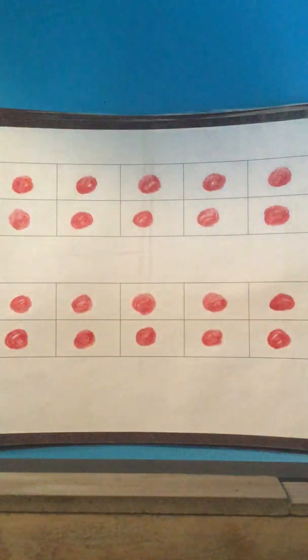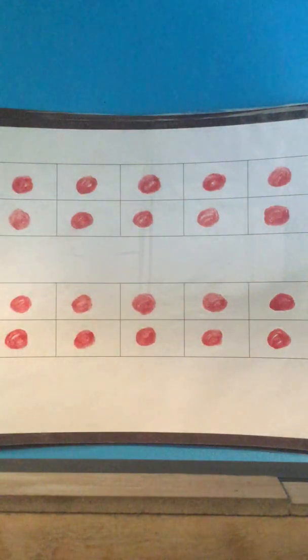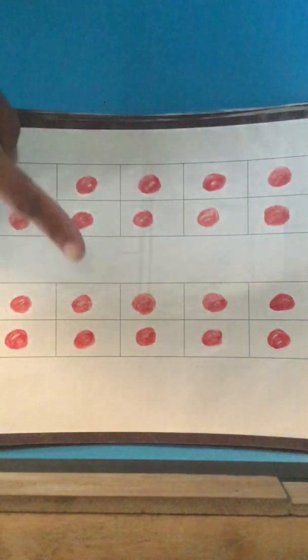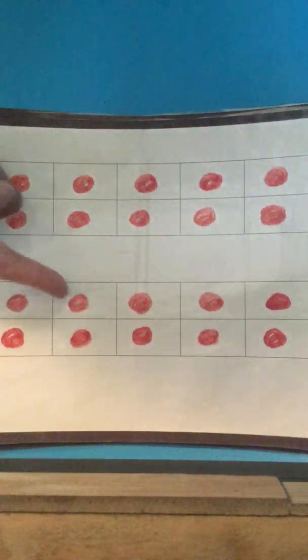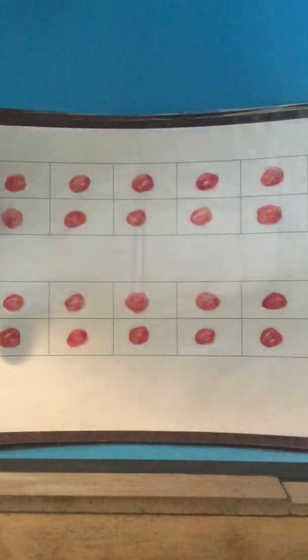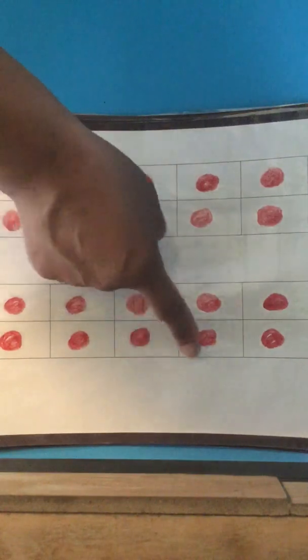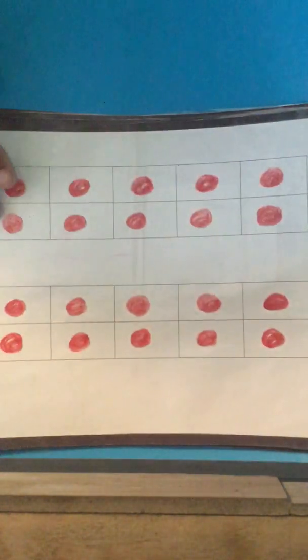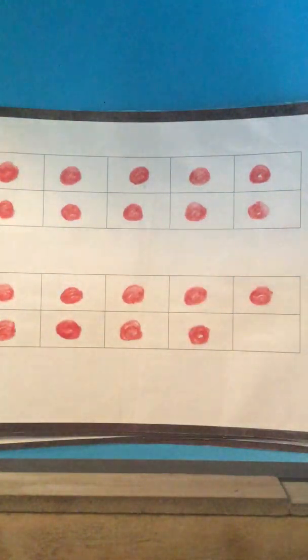Let's do a quick warm-up. Look at my 10 frames. This is mental counting. Remember, 10, and you count on, right? 11, 12, 13, 14, 15, 16, 17, 18, 19, 20. So you would say 20, right? Okay, let's do some all by yourself.